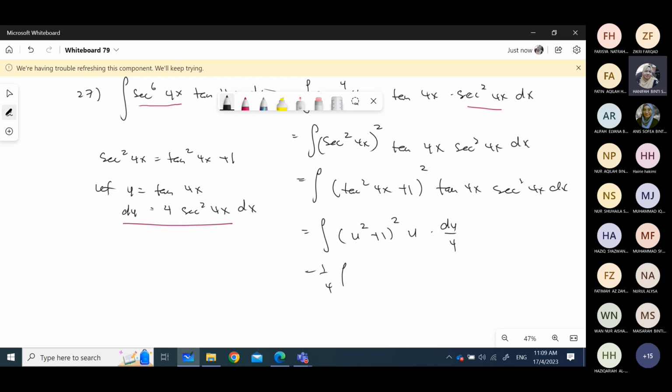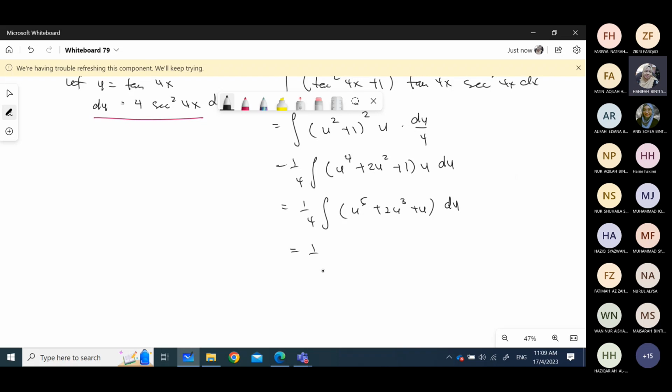1 over 4. So inside here we expand. So u squared plus 1 to the power of 2. We have u to the power of 4 plus 2u squared plus 1 times u with respect to u. Okay, so expand: u to the power of 5 plus 2u to the power of 3 plus u with respect to u. Okay, next integrate. Then here we have u to the power of 6 over 6 plus 2u to the power of 4 over 4 plus c.